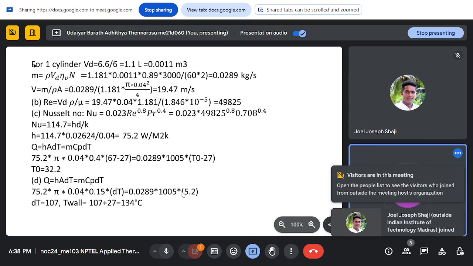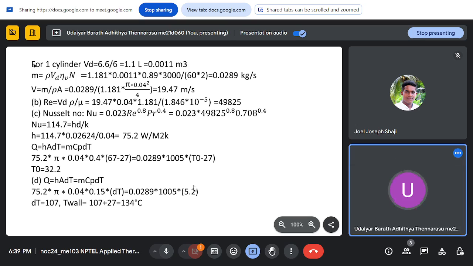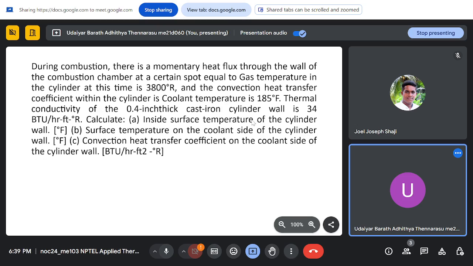So here we take temperature 32.2 minus your inlet temperature 27, so this comes up to 5.2. So the temperature difference which is required is 107. So the wall temperature in this case will be 134 degrees Celsius. So moving on to the next question.